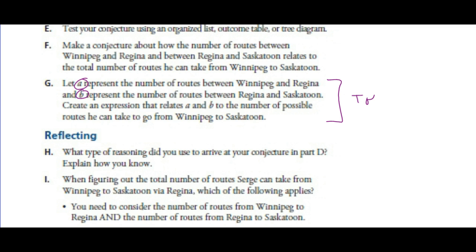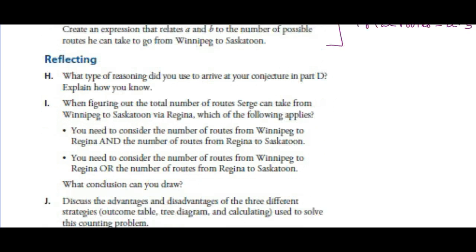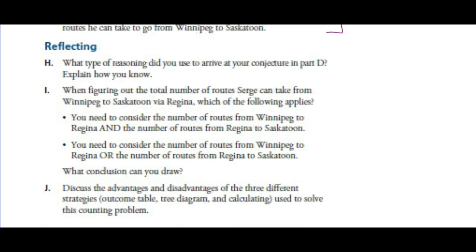So total roots is what? A times B, right? Total roots is A times B. What type of reasoning? That's inductive reasoning. We're looking for a pattern. When figuring out the total number of roots, which applies?